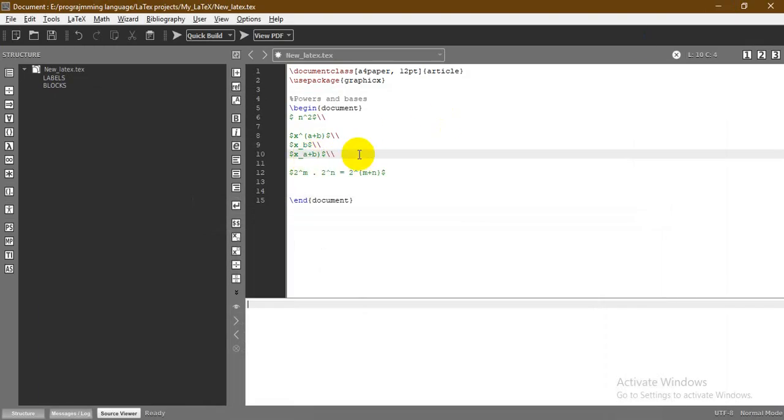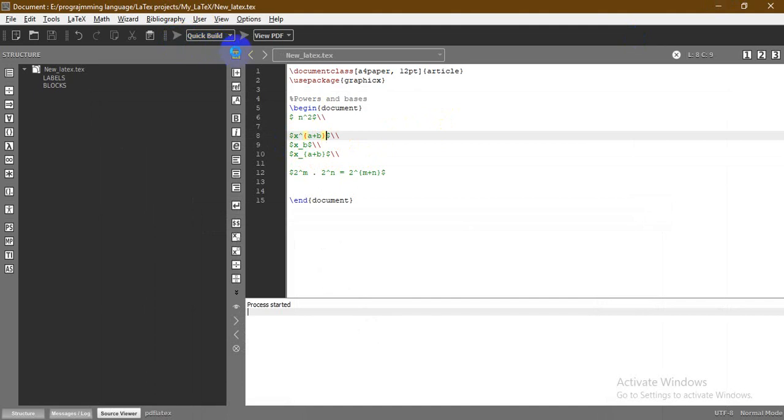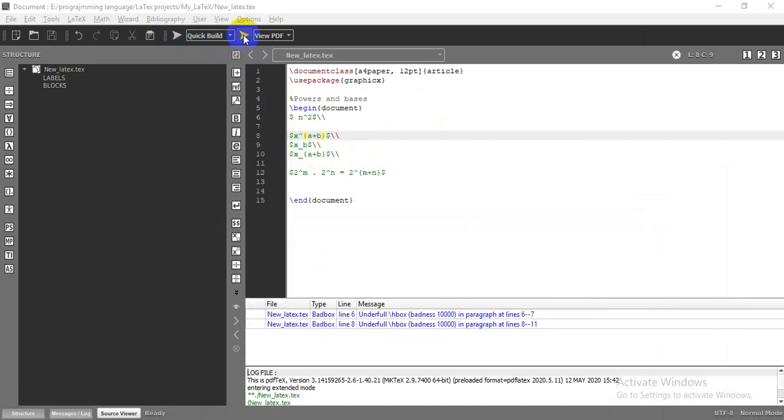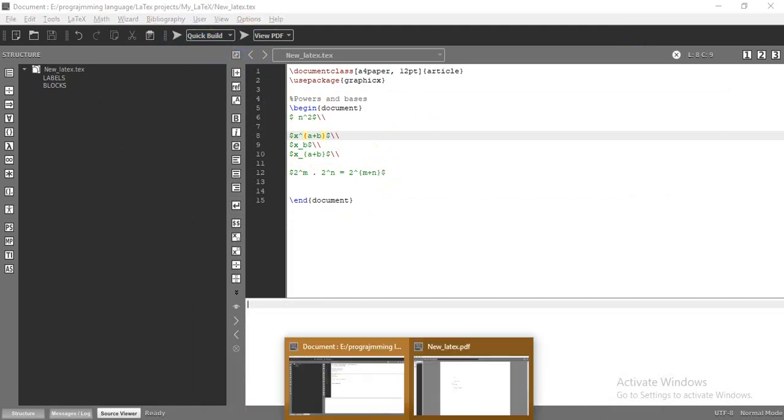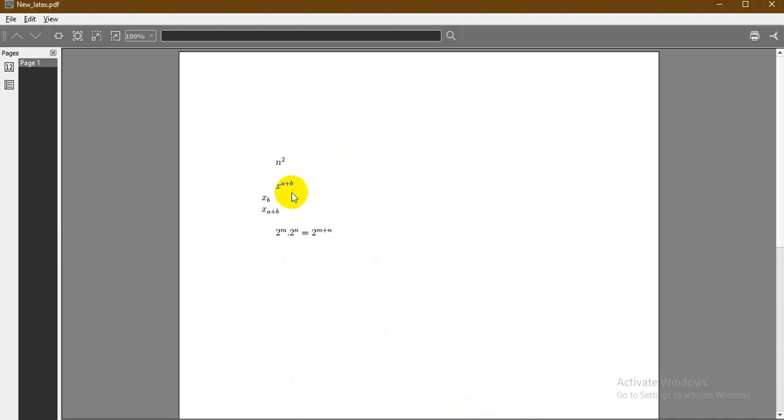So I need to place here this open brace. Then I come here, I close the brace. I come here, open the brace, and lastly I come here and I close the brace. Here I compile and I run. So you come here, you have a base b as we initially had.